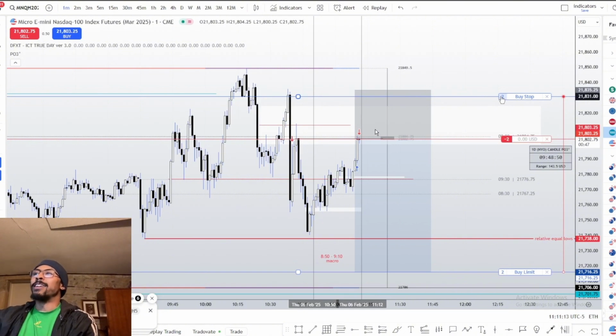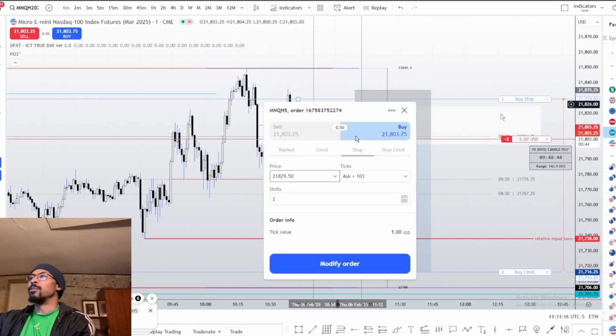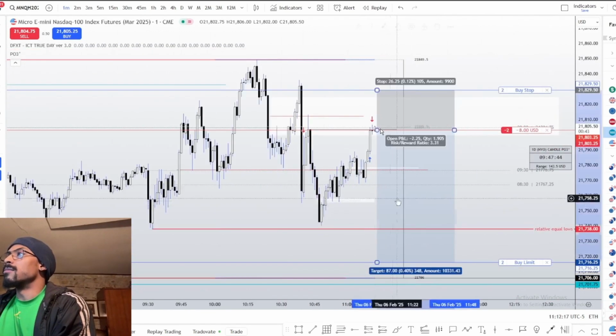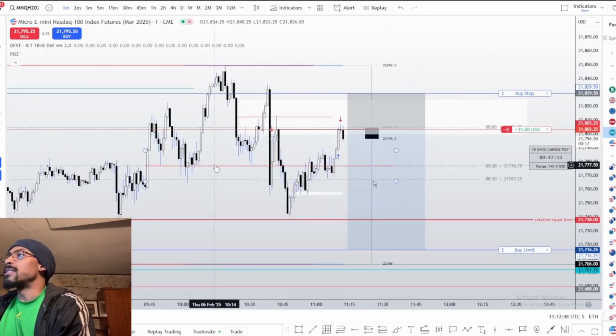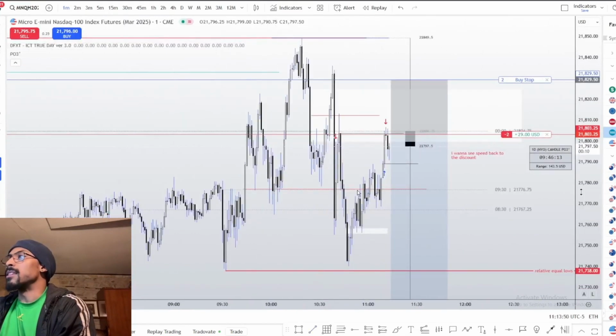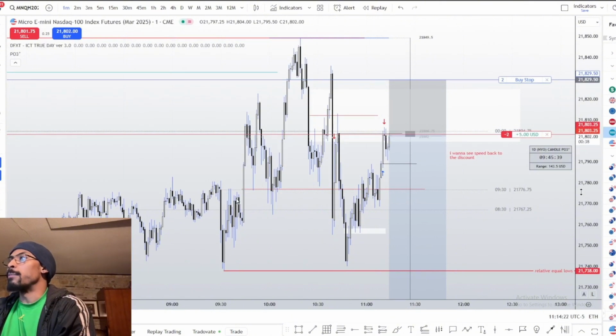But the thing is, it's an NFP week. Me re-entering right there, it wasn't the best decision, but I accepted the risk, right? So I'm looking for price to basically get back down to the discount end of that area. So that's why I typed in right there. I want to see speed back to the discount of this range. I want to see it get back down in there.